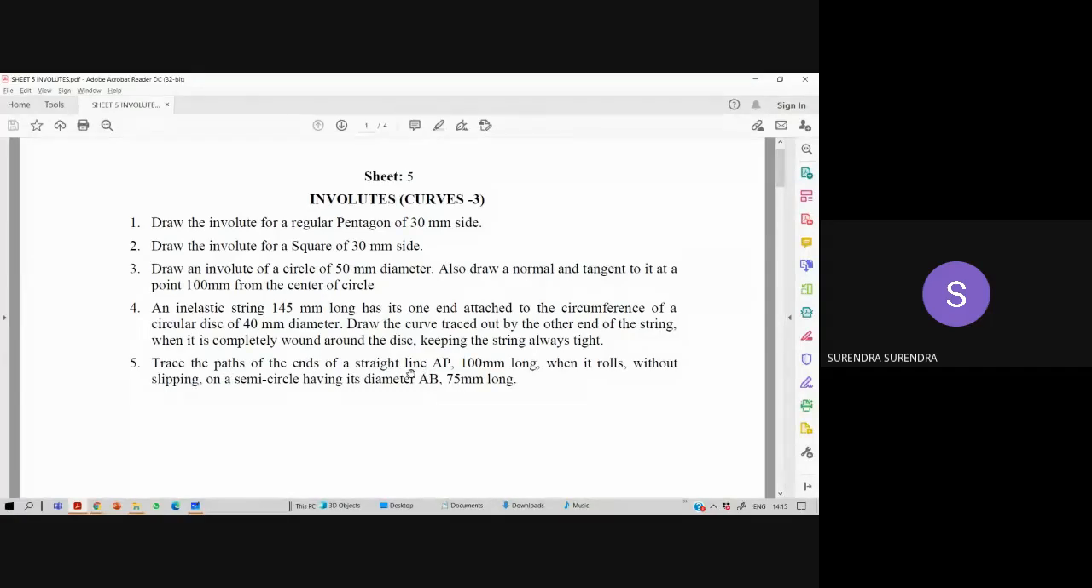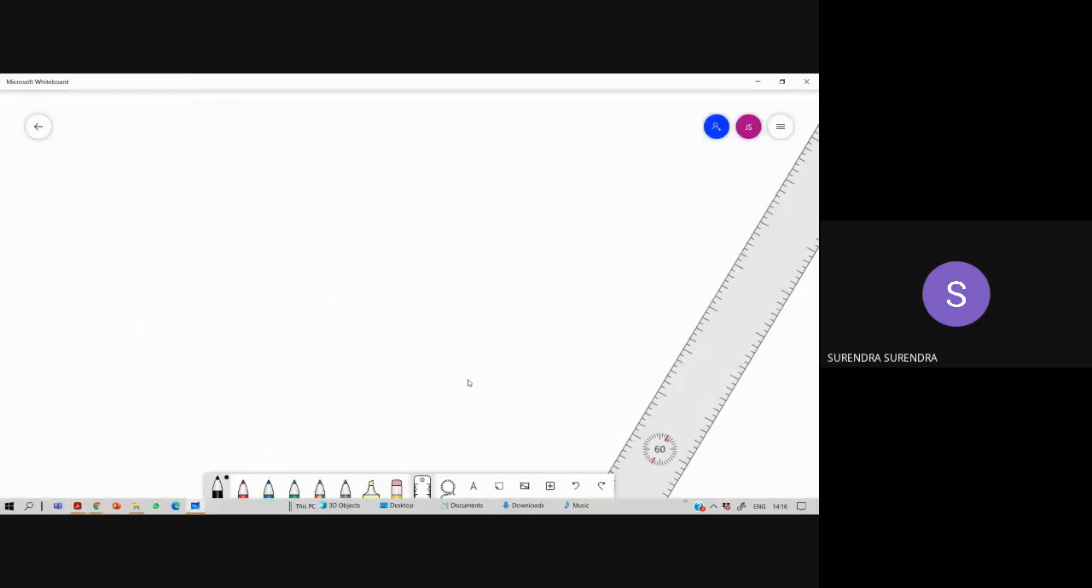This straight line is rolling on the circumference of a semicircle having diameter 75 mm long. So here the given two values are the diameter of the semicircle, 75 mm, and a straight line of 100 mm long rolling on it. For this one, the first step is to draw a semicircle with the given dimension.